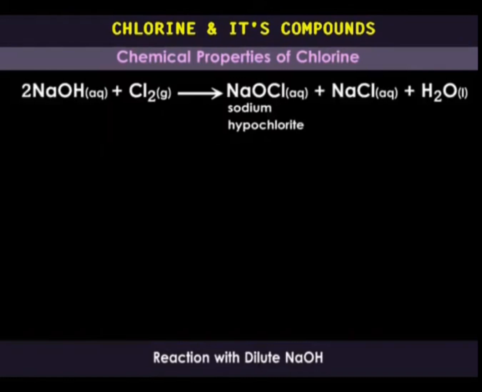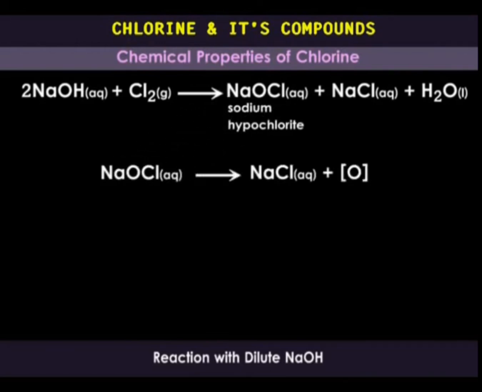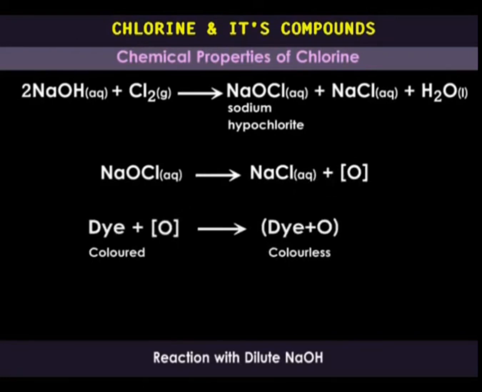Sodium hypochlorite, like hypochlorous acid, is able to bleach dyes. In the presence of a dye, it decomposes, releasing an oxygen atom. The oxygen atom combines with the dye to form an oxidized compound which is colorless. Most of the common household liquid bleaches, for example Jik, contain sodium hypochlorite as the active ingredient.